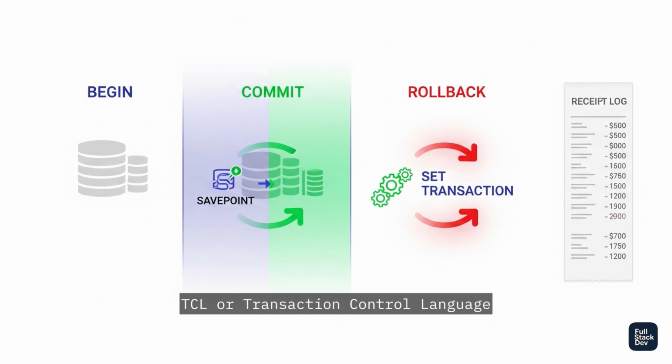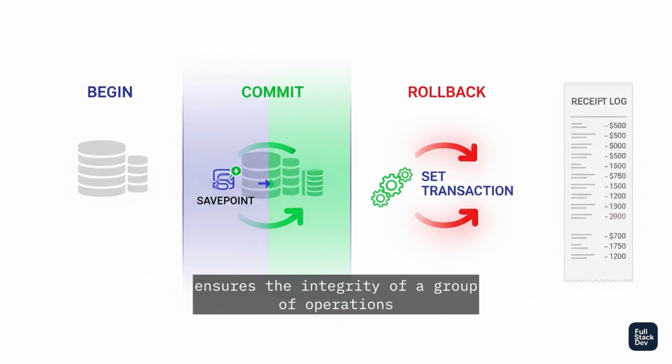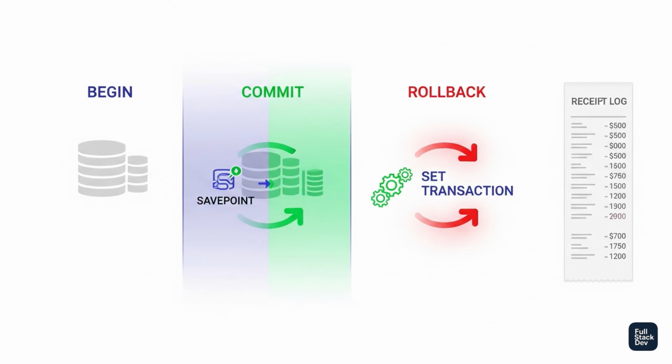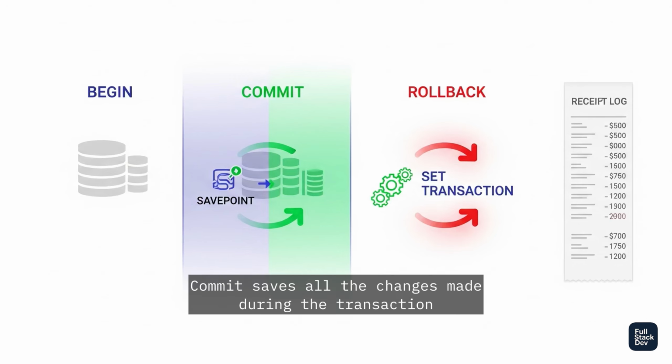TCL, or Transaction Control Language, ensures the integrity of a group of operations. Begin transaction starts a new transaction block. Commit saves all the changes made during the transaction. Rollback undoes changes in case of an error or failure.